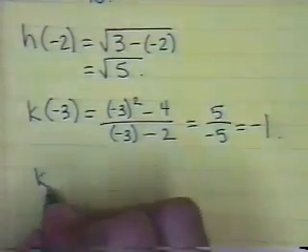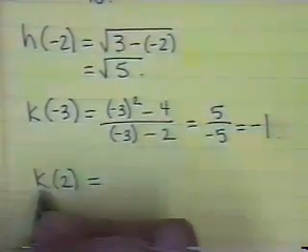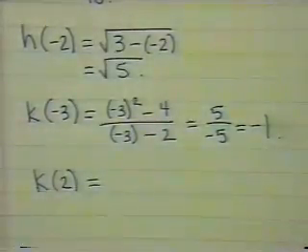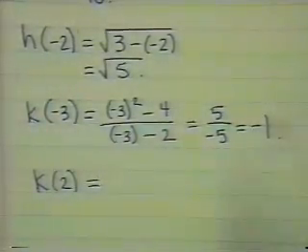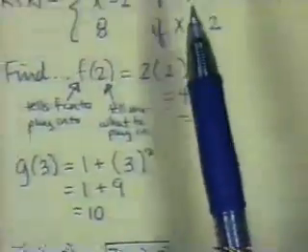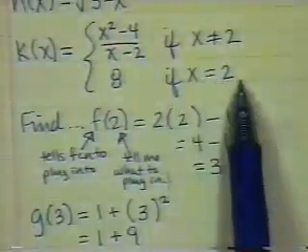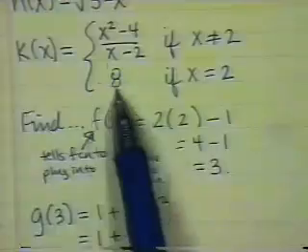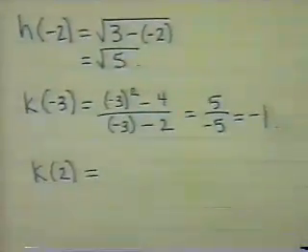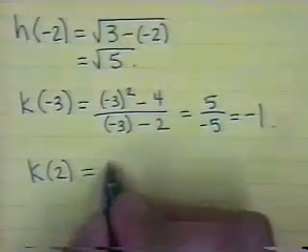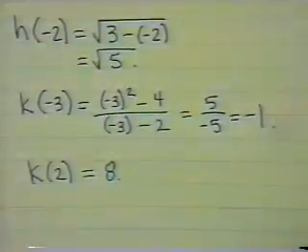Just real quick because we have it, k of 2. If we're evaluating function k at 2, remember from our piecewise function up here, it says if our x is equal to 2, then the value of the entire function is 8. So down here where we're asked to evaluate k of 2, we simply write down 8.